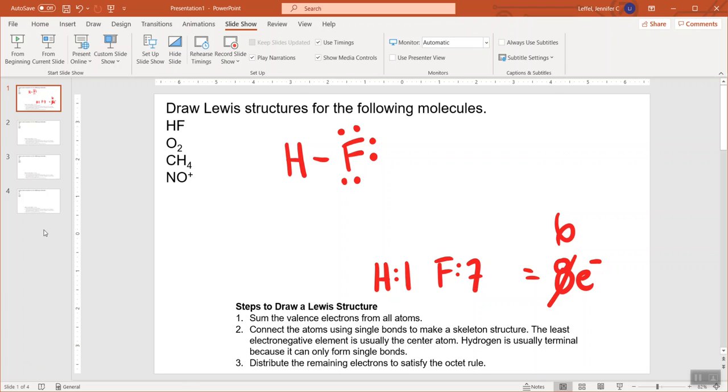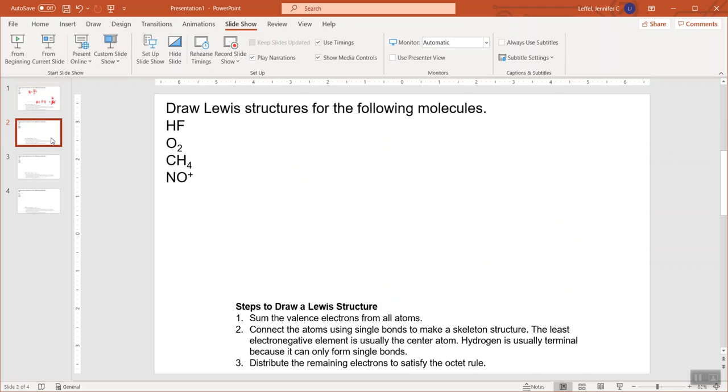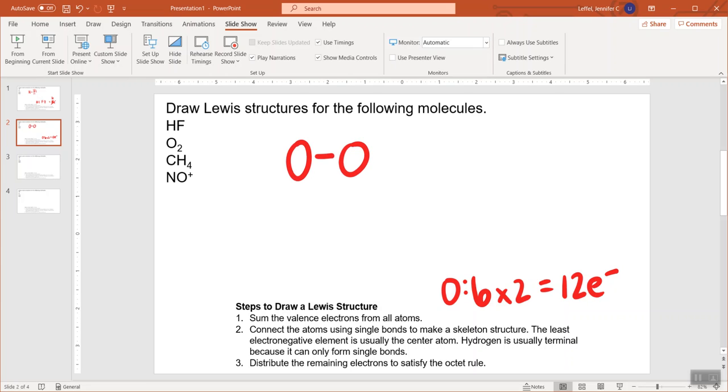Okay, so the next one we want to look at is O2. Oxygen is going to have 6 electrons. 2 oxygens means 12 electrons total. So I know that I'm going to need to attach these 2 oxygens together with at least a single bond. Most of us probably know that this is a double bond from experience, but let's go about this like we didn't know that. So in that single bond there, I've placed 2 electrons, which means I have 10 left.